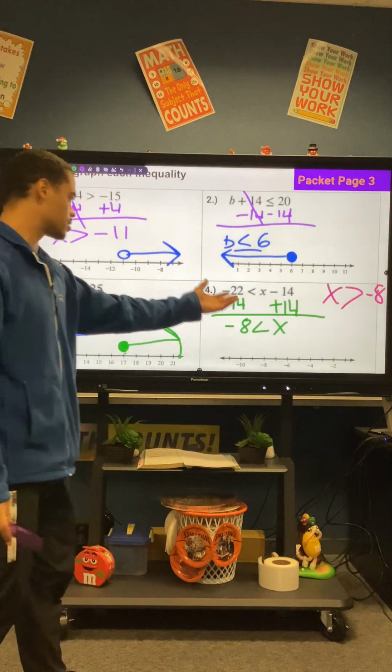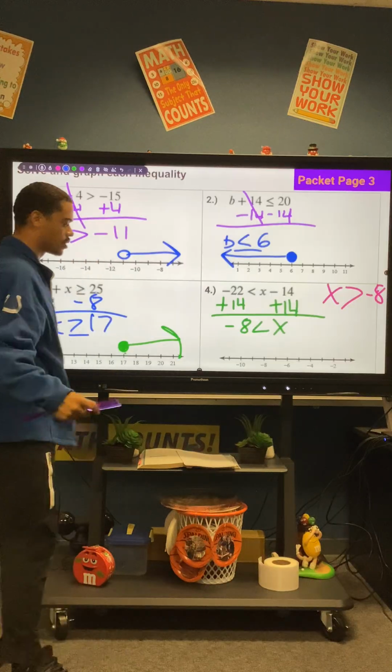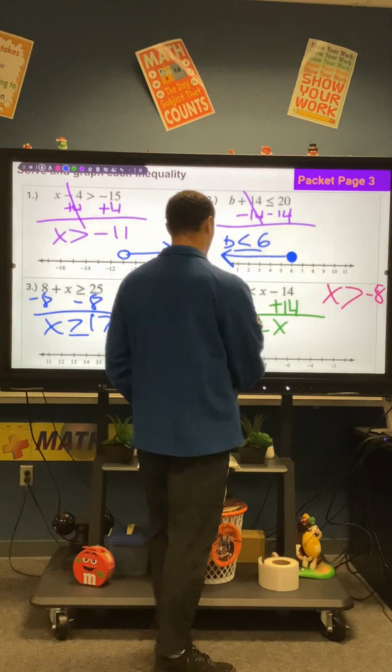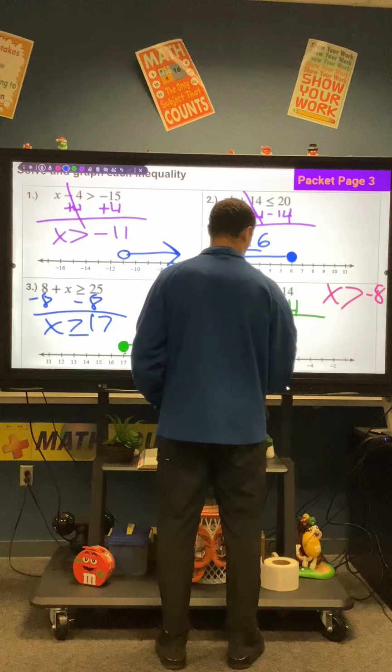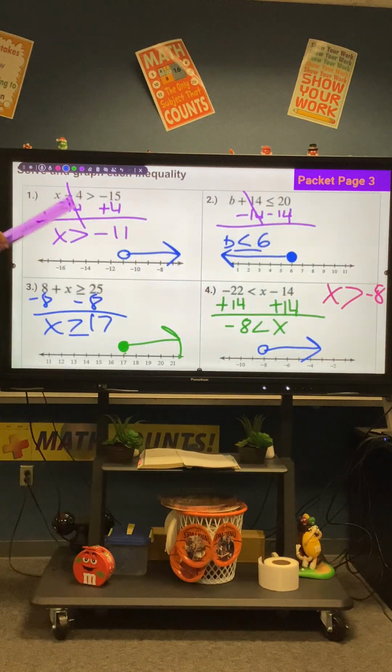Yeah, I mean, it's still the same thing. Okay. So now when I go to graph it, I'm going to go to negative 8, open circle, says x is greater than, go to my right. Did you write that down? You all got that down?